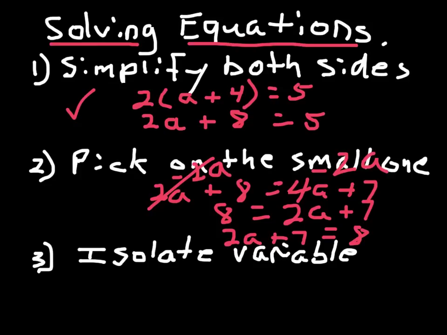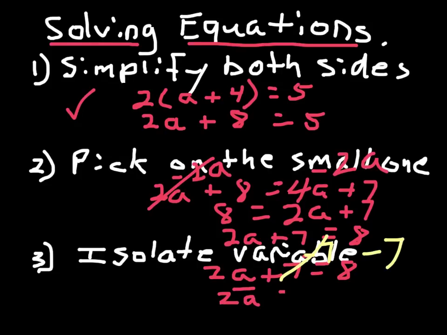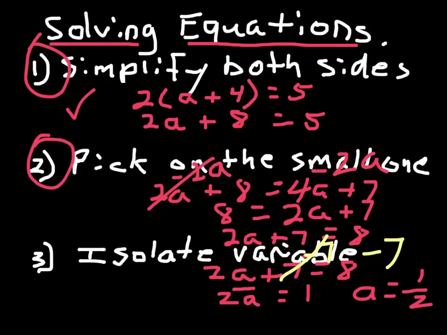And then finally, in step 3, I isolate the variable. So I take my 2A plus 7 equals 8 and I solve it. I want to get A by itself. I want to isolate it. Isolate means get it by itself. So they're adding 7, I'd subtract 7. And I get 2A is equal to, let's see, 8 minus 7 is 1. And then divide by 2. So 1 divided by 2 is simply 0.5 or simply 1 over 2. So A equals 1 over 2. These are the basic steps for solving an equation: simplify, pick on the small one, and then isolate the variable.